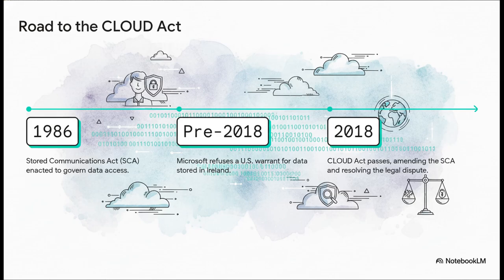Well, it all came to a head with this massive legal fight. The U.S. government, using a law from way back in 1986, told Microsoft to hand over some emails. The only problem, those emails were physically stored on a server in Dublin, Ireland. Microsoft said no, and this thing blew up into a huge court battle that was headed straight for the Supreme Court. But before the court could even rule, Congress passed the Cloud Act, which basically just ended the whole debate.